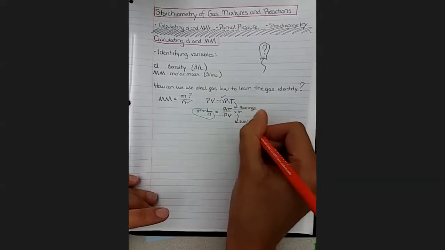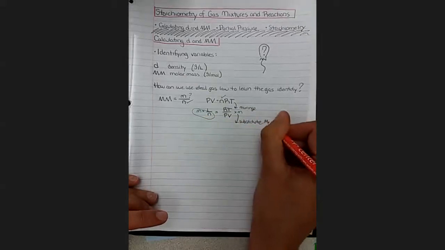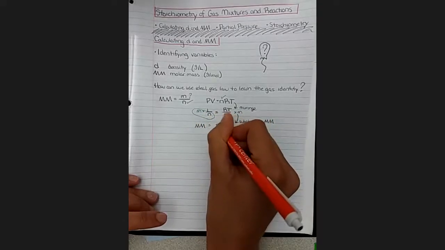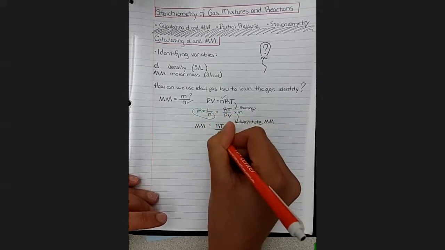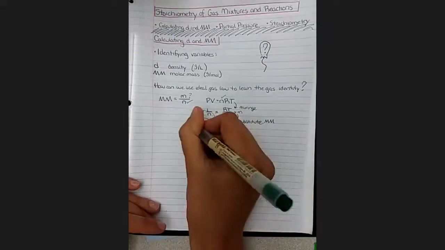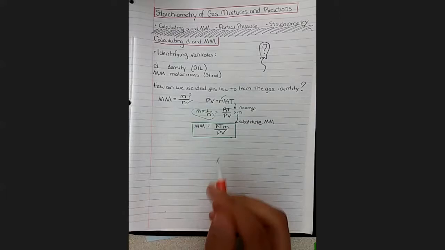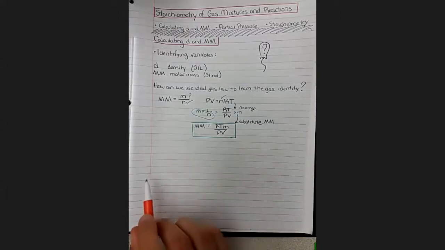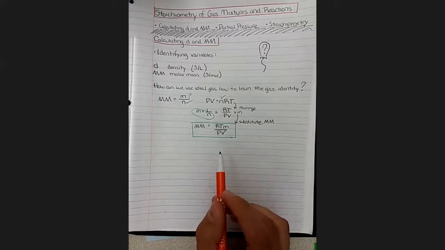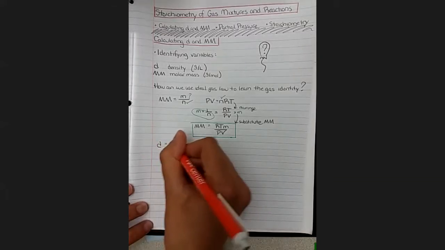So now I'm going to substitute molar mass. So now molar mass equals RT times m over PV. So this is how we managed to insert the mass and insert the molar mass into that formula. So now, if we were to plug in some of these normal variables, these macroscopic properties, we can find the identity of this gas. We can do the same thing for density.